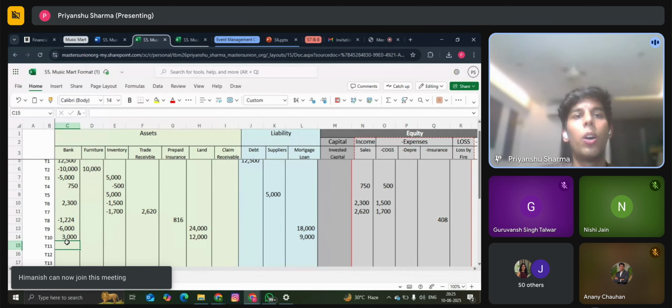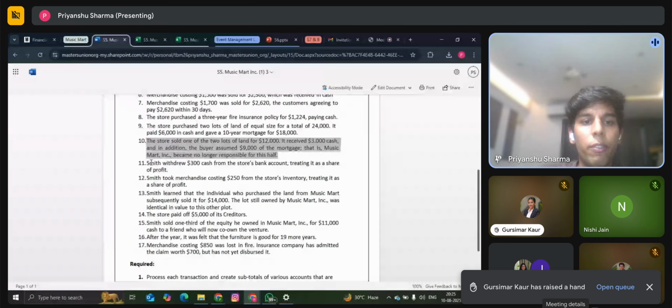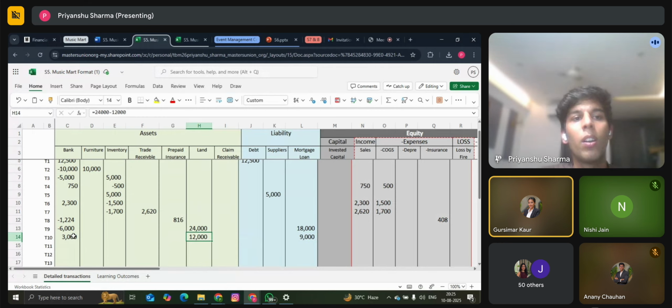Cool. Okay, if that's clear, I'll move to transaction number 11. Sorry, I just have a doubt on the same one. Yeah, please. I remember in class sir had us write a negative sign with the 12,000 amount and 9,000. So even if we write that, it doesn't mean the same thing.